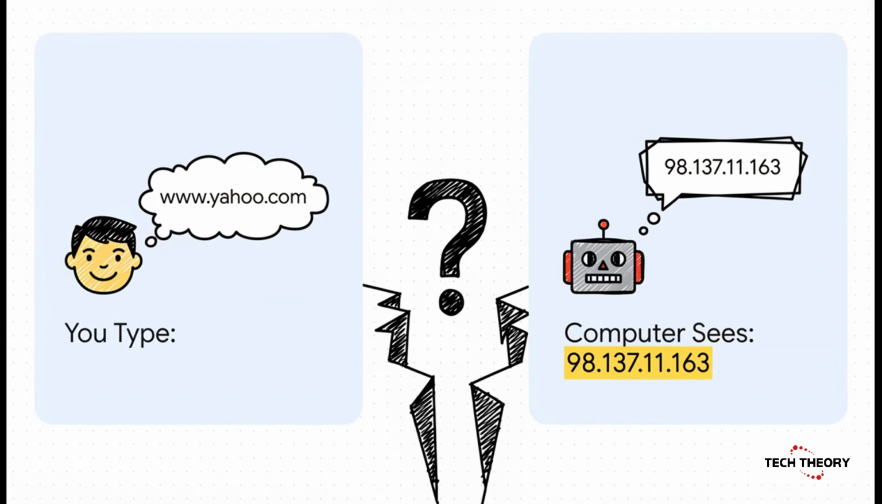See, we think in words. We remember names like yahoo.com because, well, they're easy. But computers, they couldn't care less about names. They speak in numbers. Every single website lives at a specific numerical address called an IP address. So the real trick is translating what we type into what the computer actually needs.